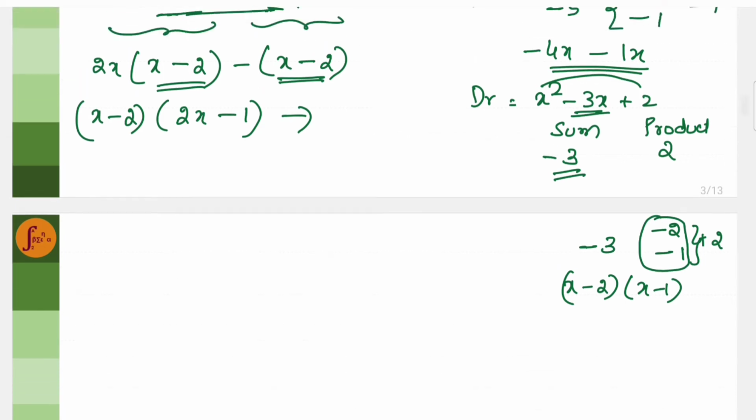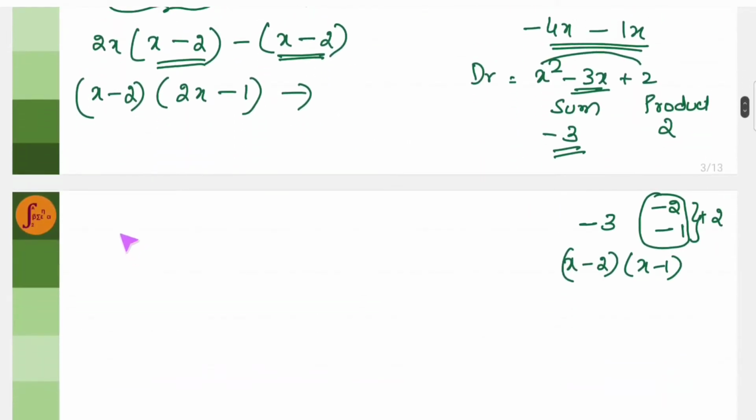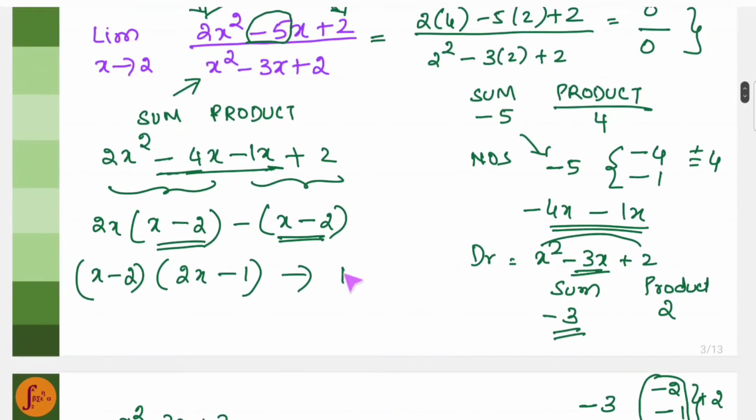Here we don't have to split. For this expression, you don't have to split 3x like the way we did for the earlier one. Whenever the coefficient is just 1, we can directly take the numbers and get the factors. So it will be x minus 2 and x minus 1. So we have factors for the denominator, and this is for the numerator.